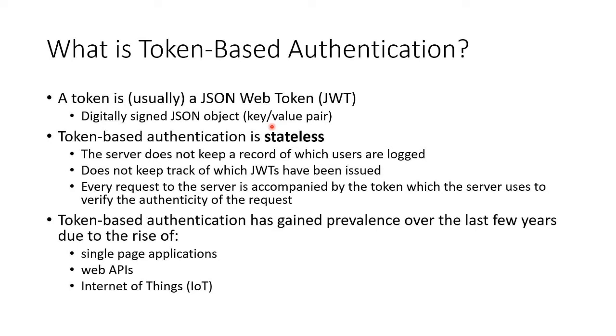So it's a database entry of just a key and some kind of value. And anyway, it is a digitally signed JSON object. That's what a JSON Web Token, a JWT, is. This kind of authentication is stateless. The server does not keep a record of which users are logged in. It does not keep track of which JWTs have been issued.